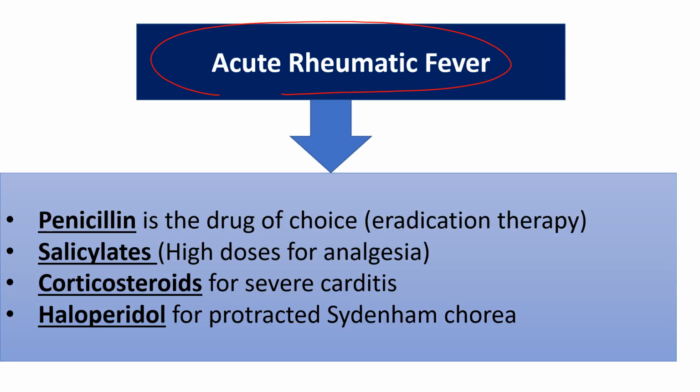Treatment of acute rheumatic fever: penicillin. Penicillin is the drug of choice for eradication therapy. Salicylic acid or salicylate, high doses for analgesia. Corticosteroids for severe carditis. Haloperidol for protracted Sydenham chorea.